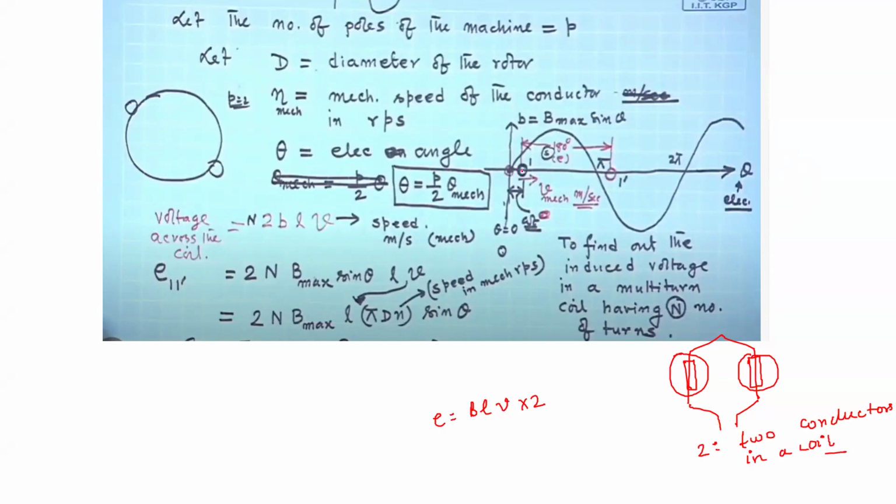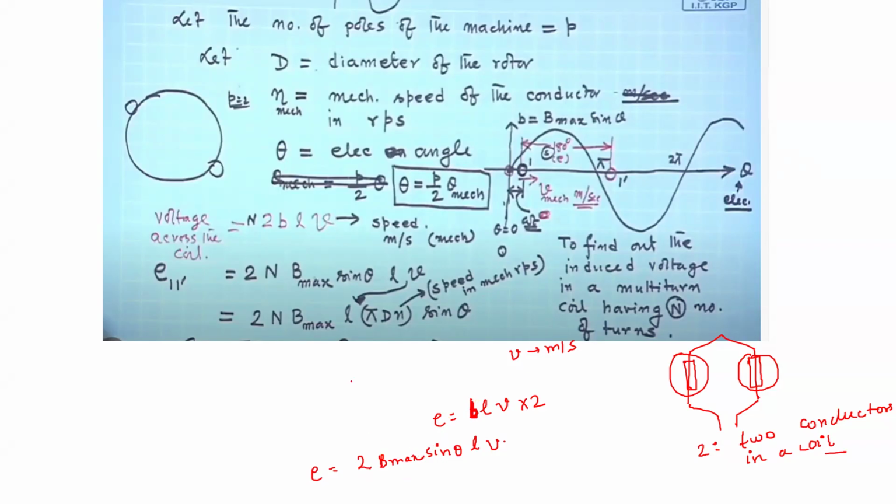Now we know that B is sinusoidal. So B is, let me write it as small b because it is the instantaneous value. So EMF will be 2 B max sin theta LV, where V is velocity in meter per second, because we have converted everything to SI units so that we can get EMF induced in volts.